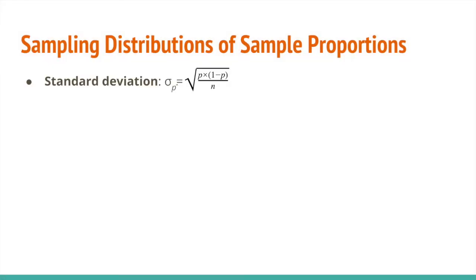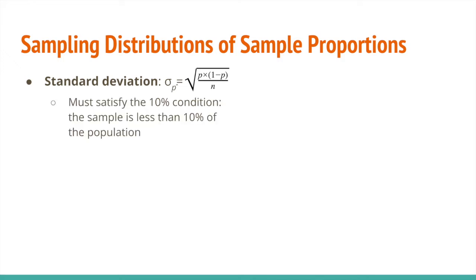The standard deviation for a sampling distribution of sample proportions, sigma sub p hat, is equal to the square root of p times 1 minus p over n. This is true as long as the 10% condition is satisfied, which means that the sample is less than 10% of the population. The mean, p, is equal to p hat.